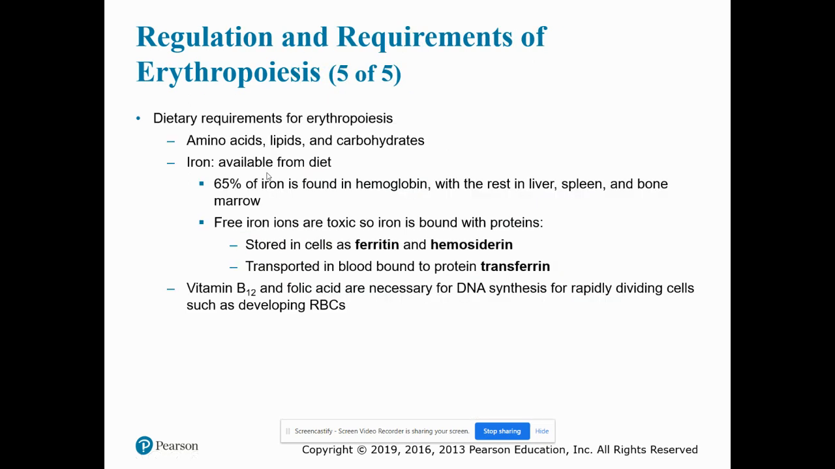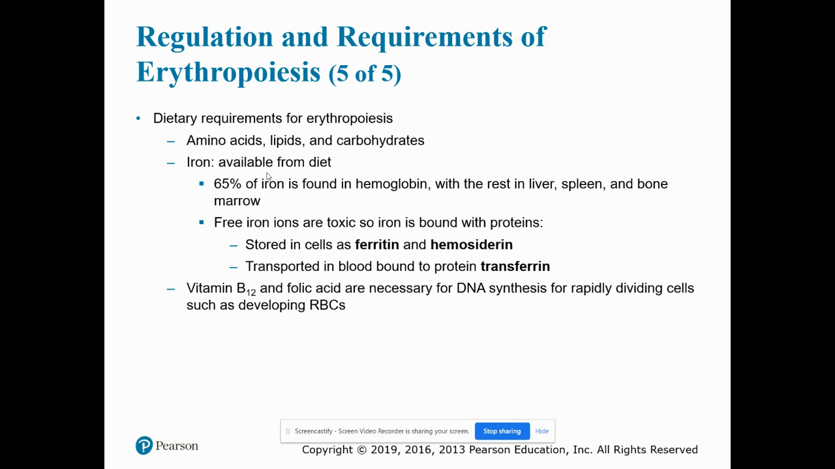The next thing we talk about with regulation and requirements of erythropoiesis are the dietary requirements. These are amino acids, lipids, and carbohydrates. And then we also need iron, which is really important because we find iron in hemoglobin. Iron is available from the diet. 65% is found in hemoglobin, and the rest is found in the liver, spleen, and bone marrow.